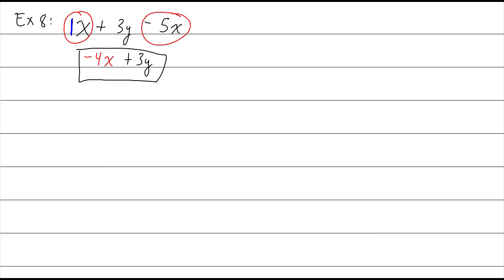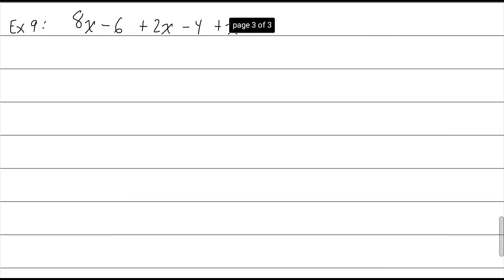All right, example 9. Okay, let's simplify. 8x minus 6 plus 2x minus 4 plus x. Simplify that. Okay, I see several like terms actually. So here we have positive 8x, positive 2x, positive 1x, right? There's an understood 1 there. 8x plus 2x plus 1x. 8 plus 2 is 10, plus 1 is 11. So we have 11x.